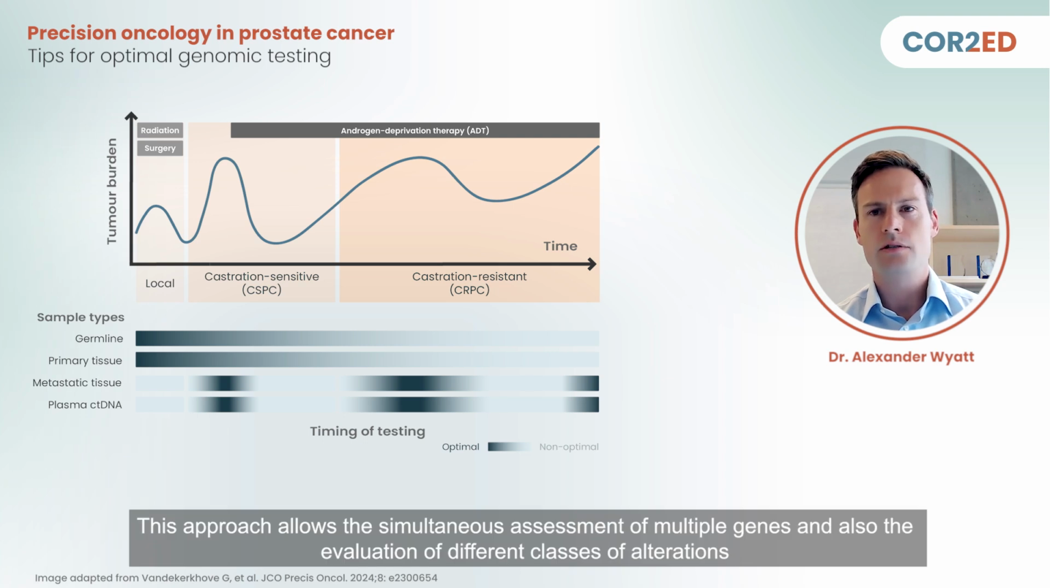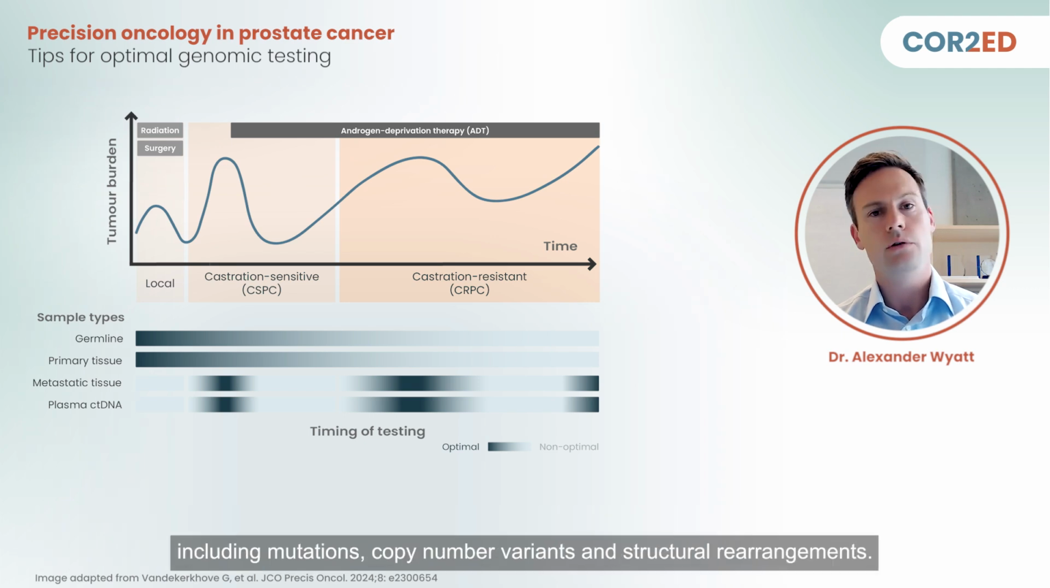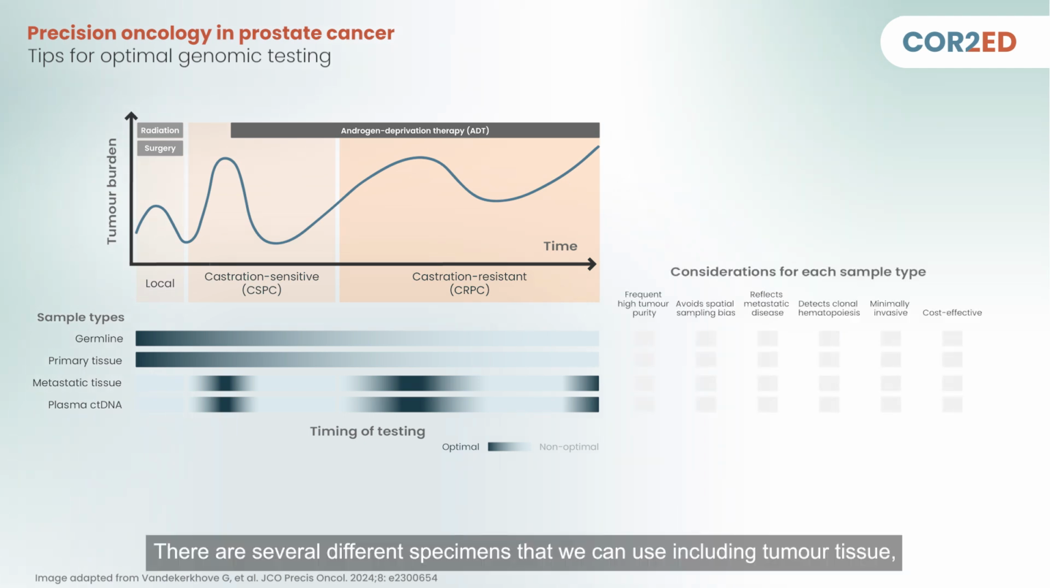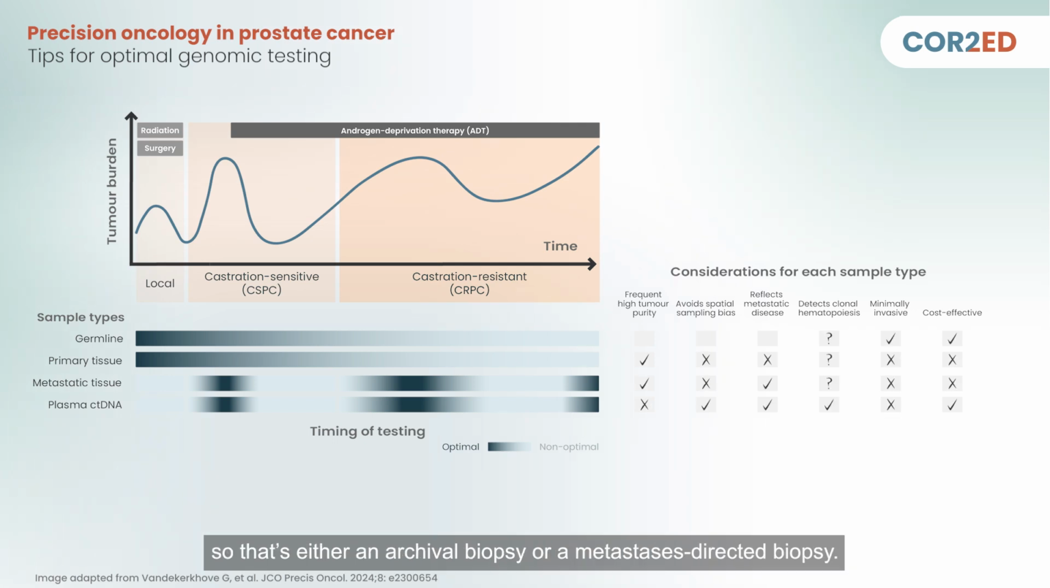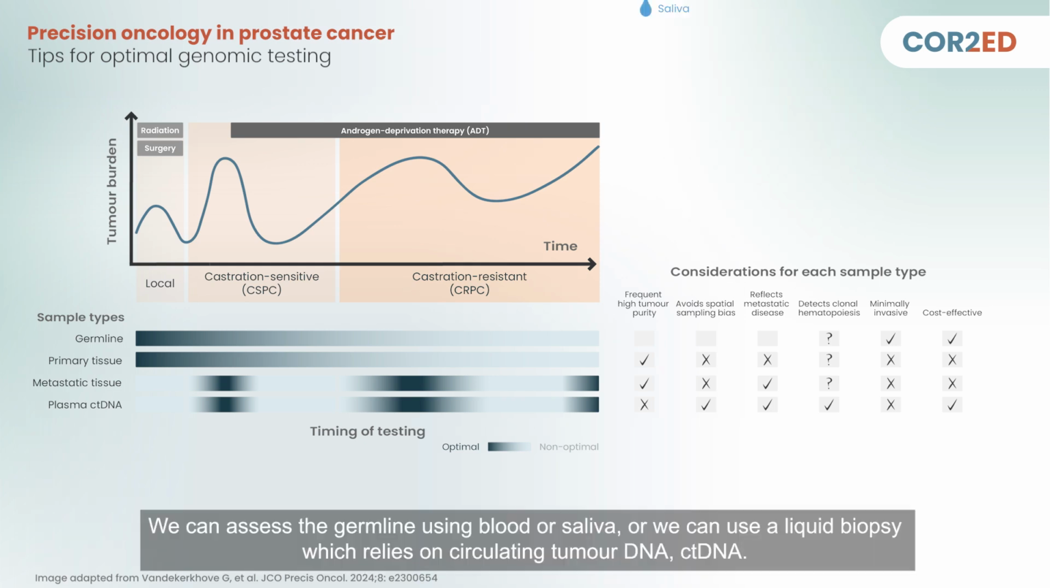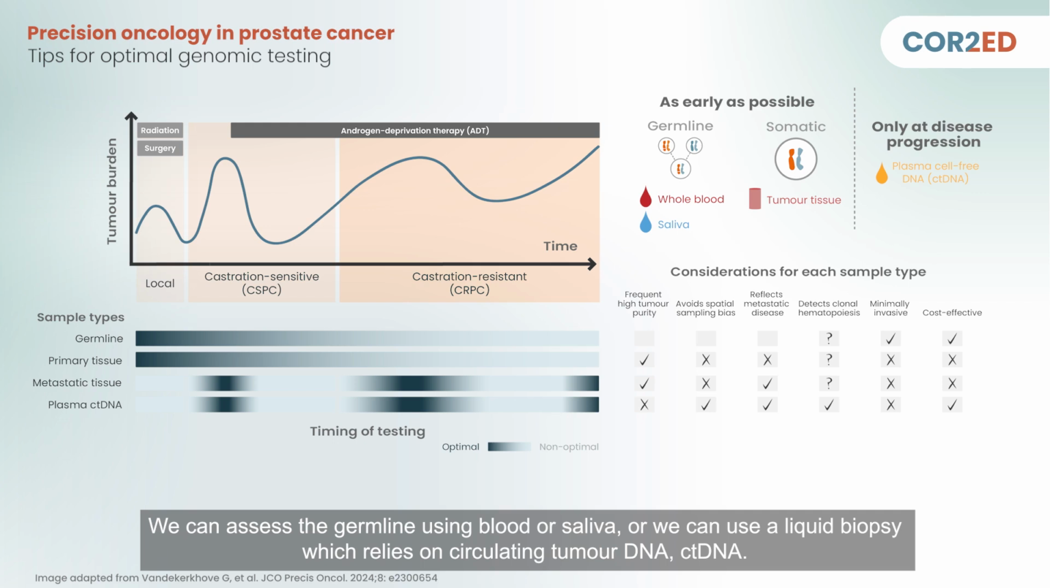Next generation sequencing is the standard method for both germline and tumor testing in prostate cancer. This approach allows the simultaneous assessment of multiple genes and also the evaluation of different classes of alterations, including mutations, copy number variants, and structural rearrangements. There are several different specimens that we can use, including tumor tissue, so that's either an archival biopsy or a metastasis-directed biopsy. We can assess the germline using blood or saliva, or we can use a liquid biopsy, which relies on circulating tumor DNA, ctDNA.